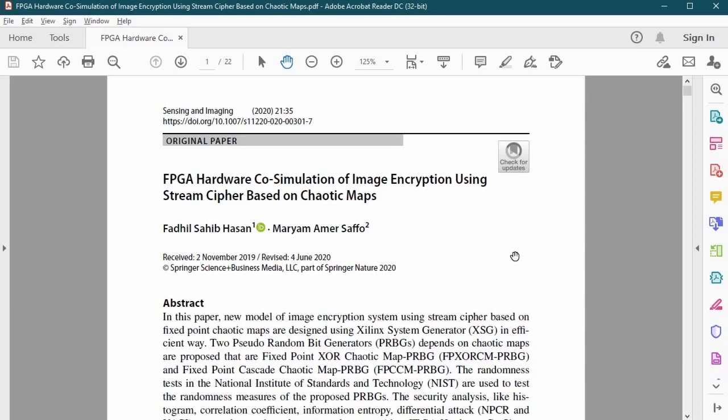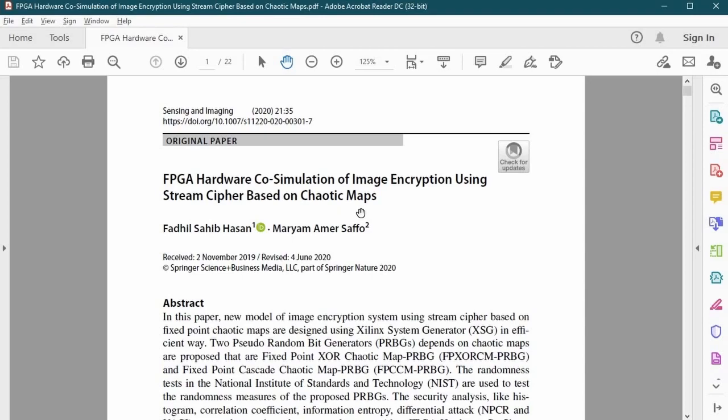Hello everyone. In this section, we shall implement a project. This is the paper by Fadi Sahib Hassan and Mariam Amir Safo. This paper is on FPGA hardware co-simulation of image encryption using stream cipher based on chaotic maps. So in this paper, the main motto is to encrypt an image using chaotic maps and finally simulate the model in FPGA platform. So we should try to implement this paper in this section.